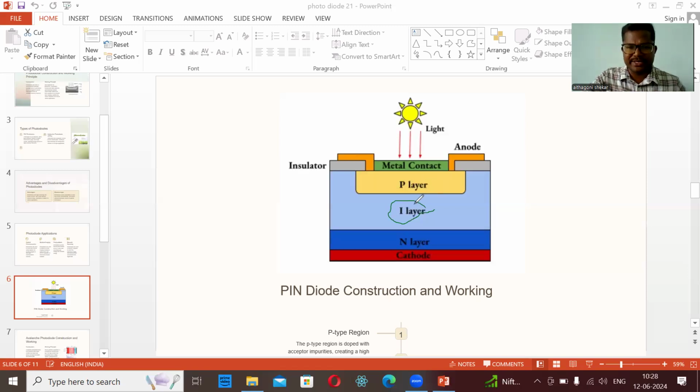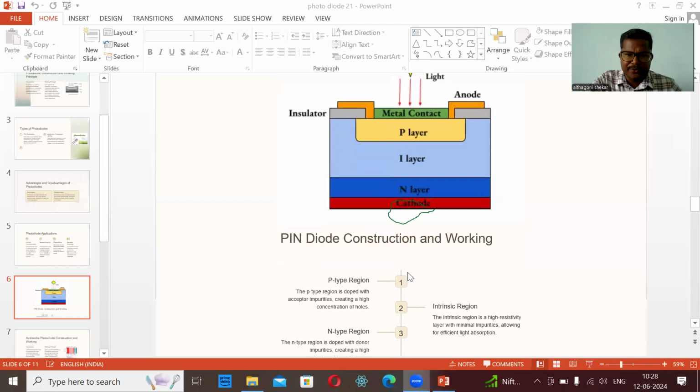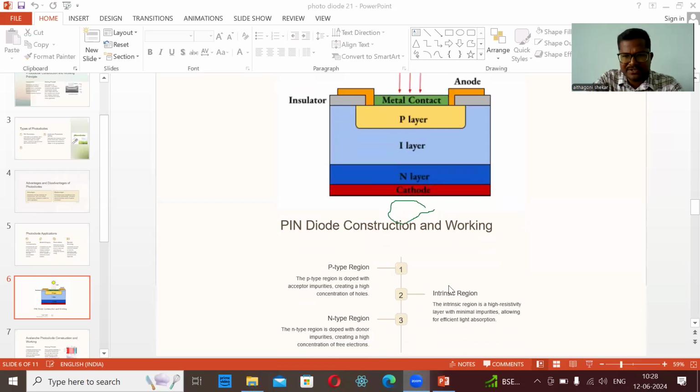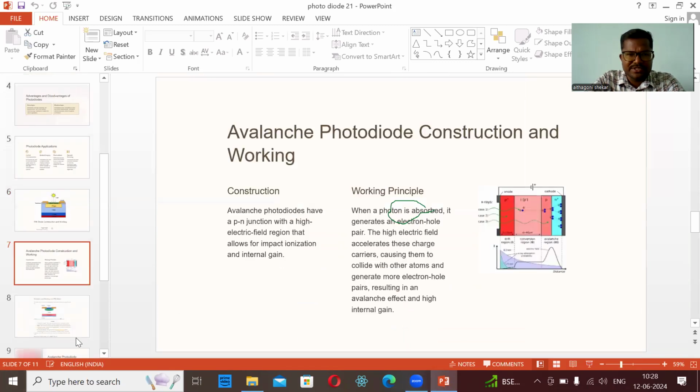Okay, clear. We know the p-type region, the n-type region, and the intrinsic region. Next, go to the next slide and see how it works.